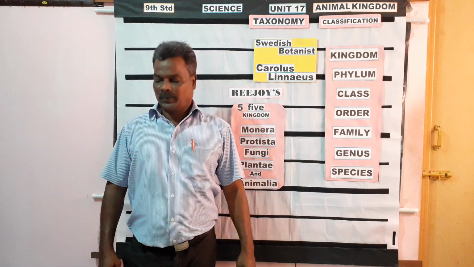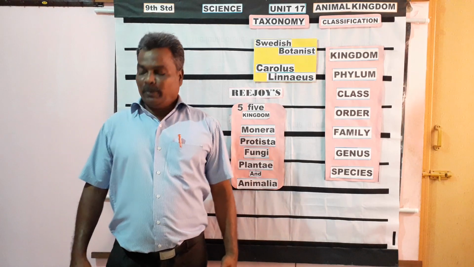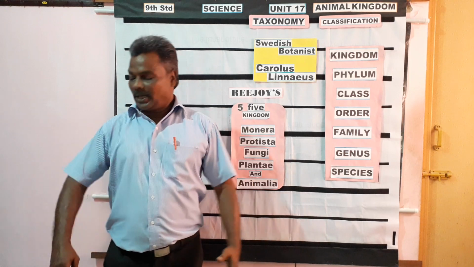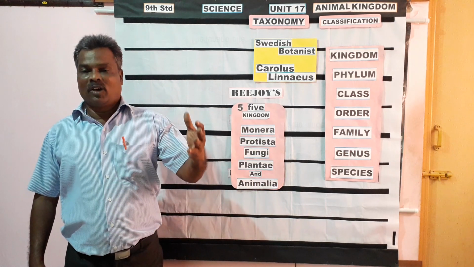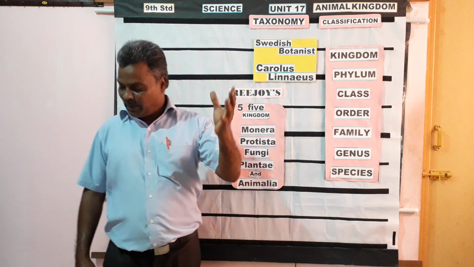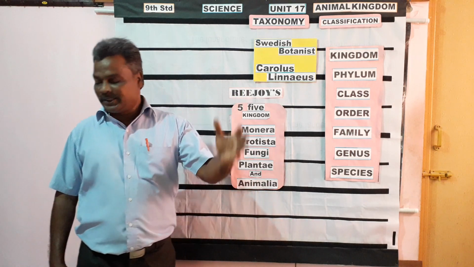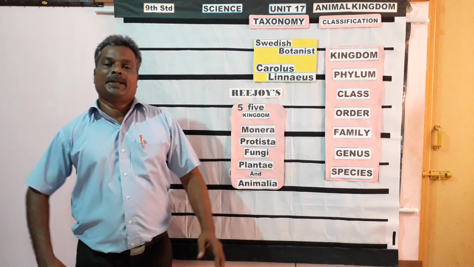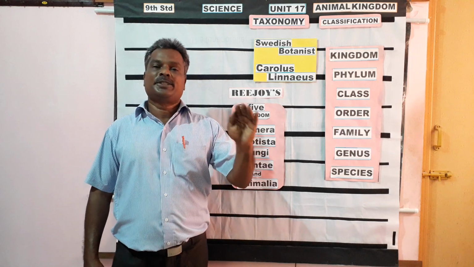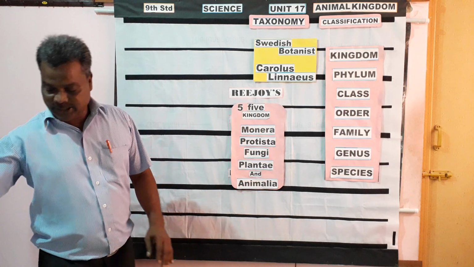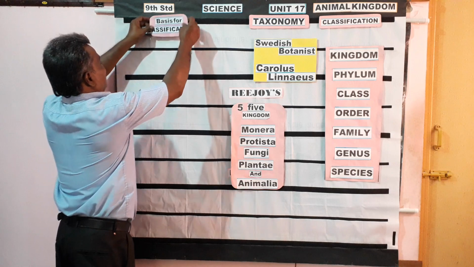Okay. We can divide the animal kingdom on the basis of level of organization, that is, arrangement of cells, body symmetry, germ layers, and nature of coelom. Now, the basis for classification.